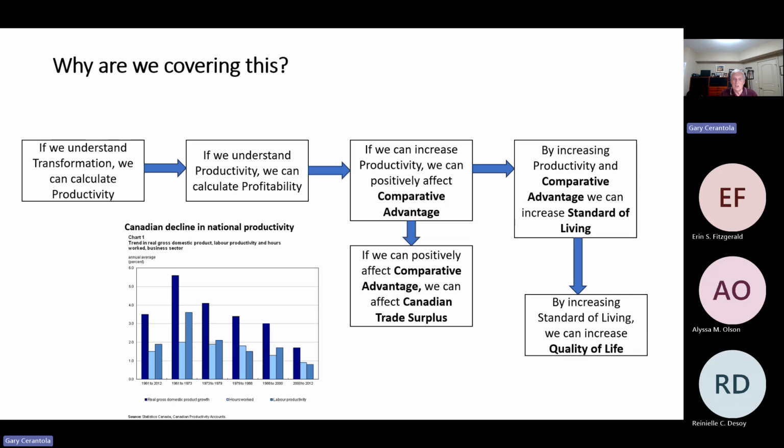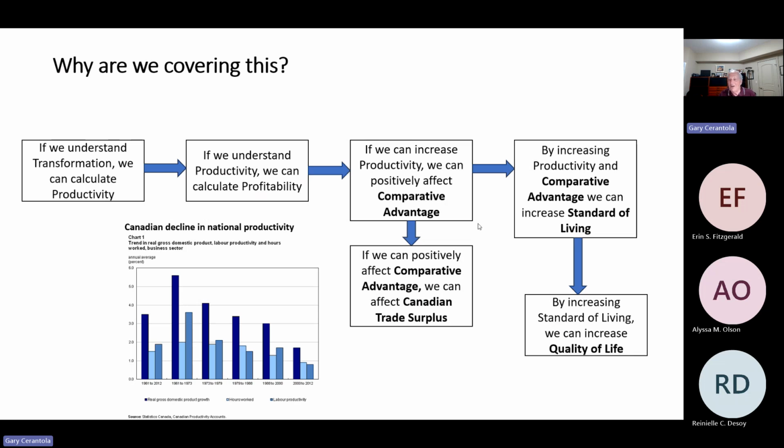We know what we need to measure. If we understand productivity, then we can calculate profitability because productivity has an impact on profitability. If we can increase productivity, well, then we can positively affect what we call comparative advantage. And for you people that have not gone through microeconomics yet, comparative advantage is an advantage that we have to be able to export that product because we could do it better, faster, cheaper than anybody else, right? So if we can positively affect comparative advantage, well, then we can affect the Canadian trade surplus.